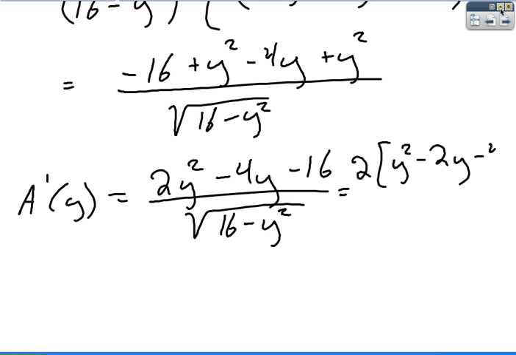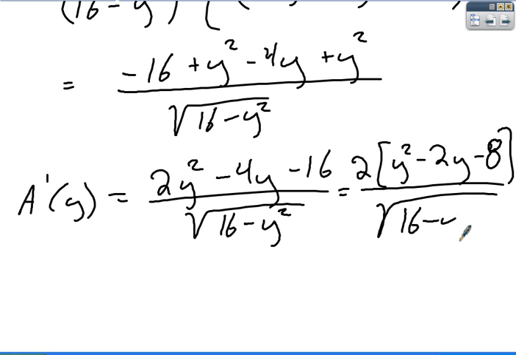Two magic numbers that multiply to negative 8 and add to negative 2. In other words, does that quadratic factor? Negative 4 and positive 2. So this one does factor. That's convenient.